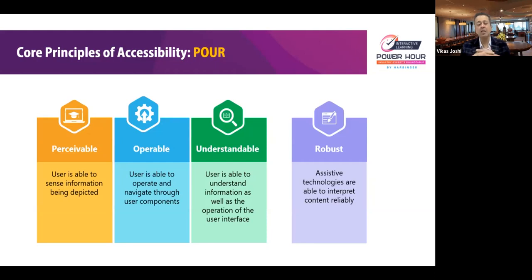These assistive technologies need to use the learning content that we produce and reliably deliver it to the learners according to their accessibility preferences. This means the content must be robust and compatible with current and future technologies. That's robustness. The first three principles, as you can see, we have clubbed together because they focus on the end user. And the last one focuses on the technology that delivers your content to the end user.